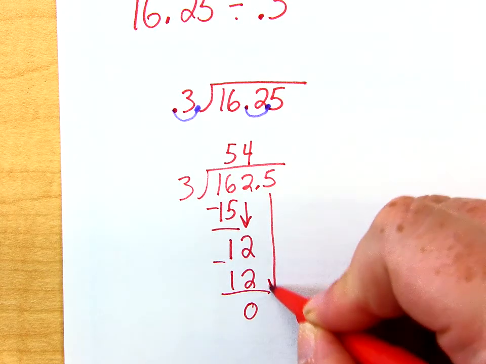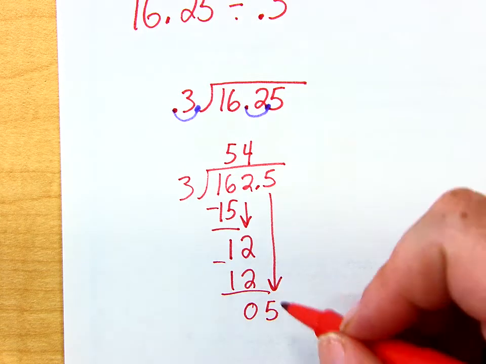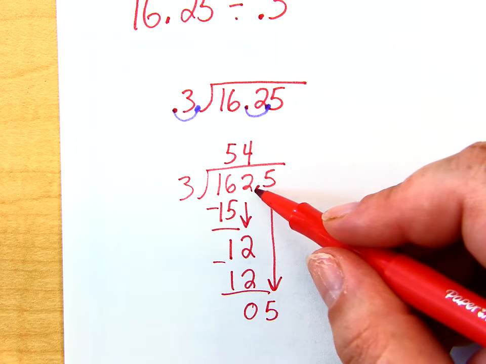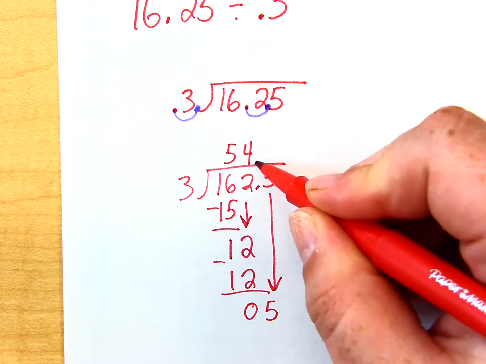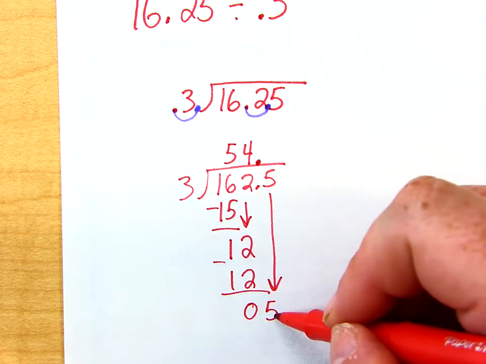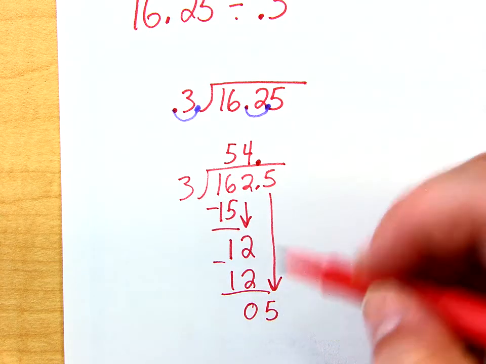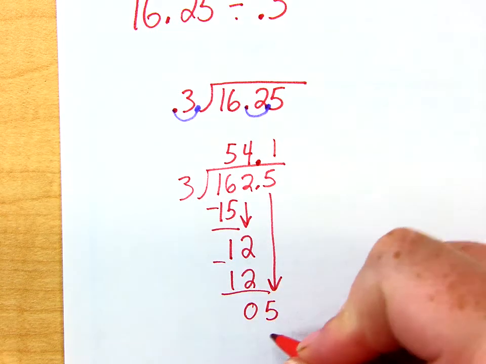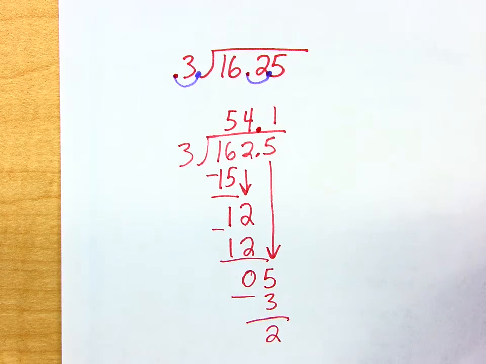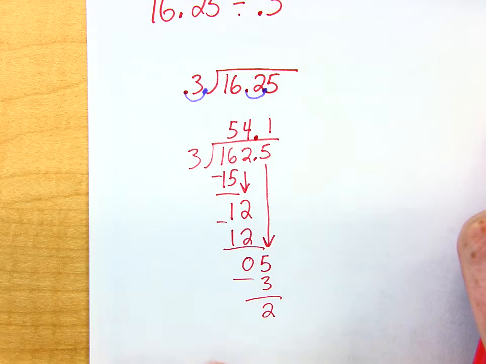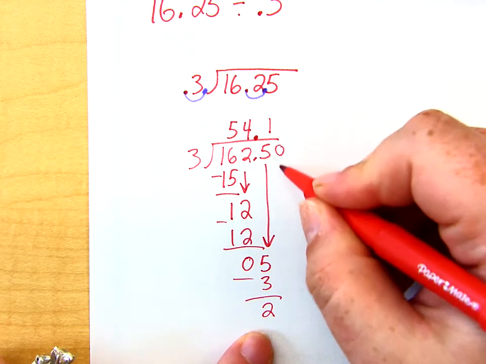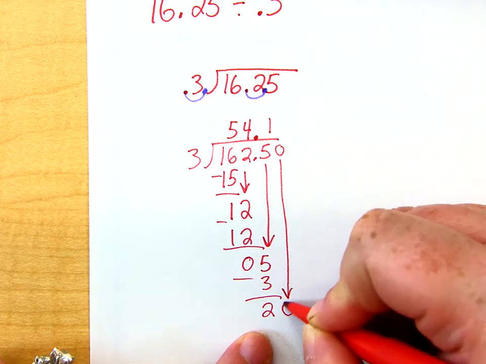Now bring down the 5. But what do I do with this decimal? Where does it go? If I have a decimal here, there's also a decimal right there. How many times can 3 go into 5? Once. 1 times 3 is 3. Now I have a 2, so I add a 0 and bring it down.